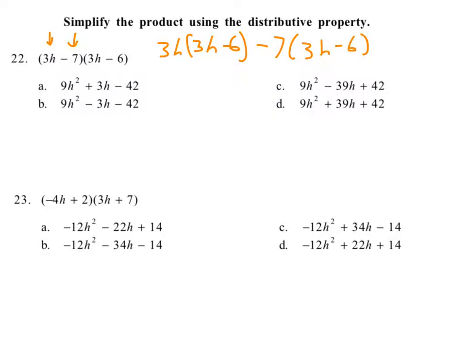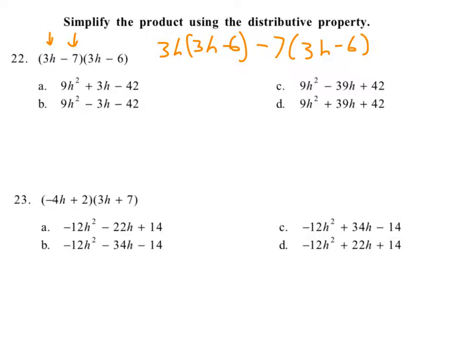So essentially what you get is the 3h from the first binomial multiplies both terms in the second, and then the negative 7 from the first binomial multiplies both terms in the second. Essentially, both things in the first binomial multiply both things in the second binomial. That's the goal of it.